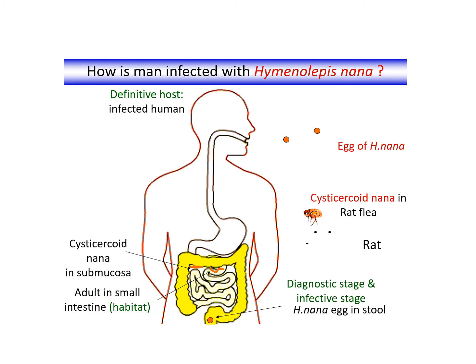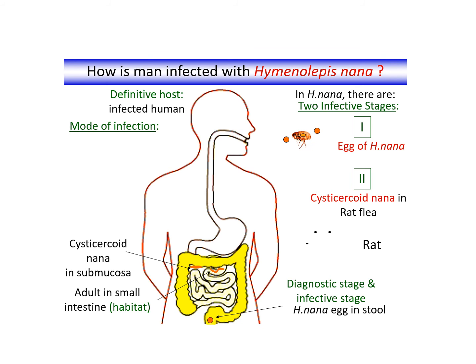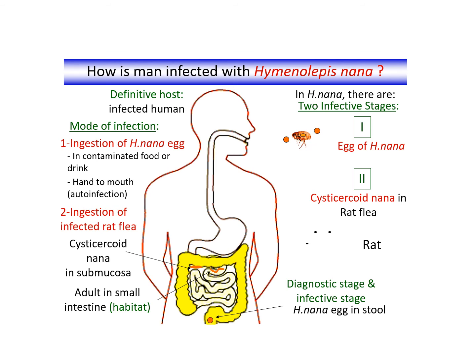This is the rat and the rat flea. Cysticercoid nana in rat flea. The egg is either eaten or the flea. In H. nana there are 2 infective stages: egg of nana and cysticercoid nana in rat flea. Mode of infection: ingestion of nana egg in contaminated food or drink, hand to mouth auto-infection, ingestion of infected flea.